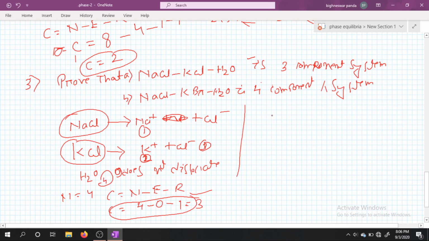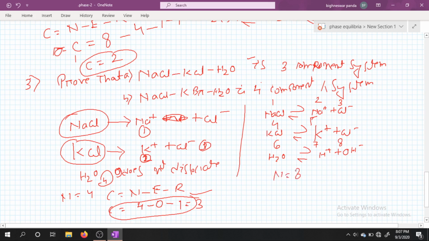If we consider NaCl partially dissociated, and KCl partially dissociated, water also partially dissociated. So I can write NaCl, Na plus, Cl minus, KCl, K plus, Cl minus, water, H plus, OH minus. In this case, these are partially dissociated. The species are 1, 2, 3, 4, 5, 6, 7, 8. So N is equal to 8.